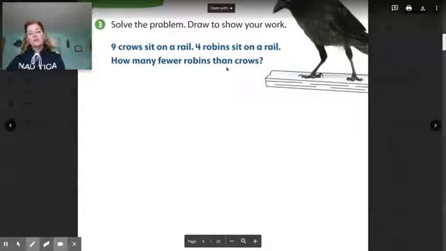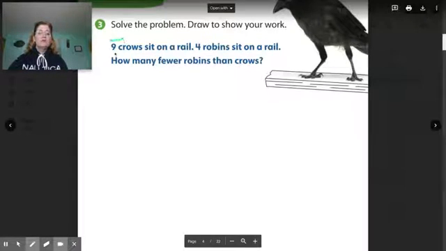Okay, let's talk about this, and then I'm going to have you hit pause to see if you can do it. And you can look at your other page to remember. So we know that there are 9 crows sitting on a rail, and robins sitting on a rail. There's more crows. And we need to figure out how many fewer robins there are.